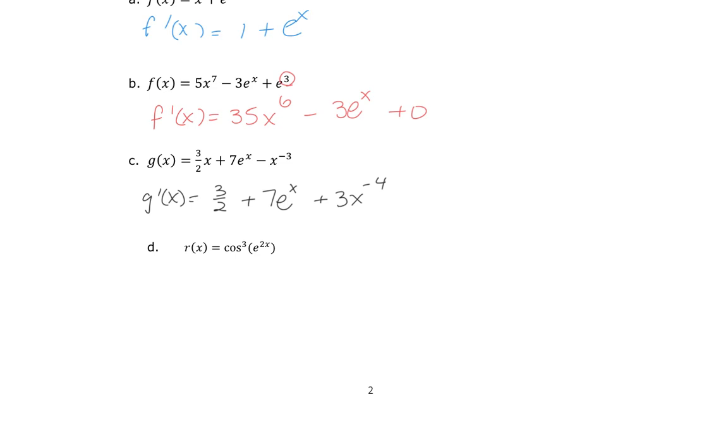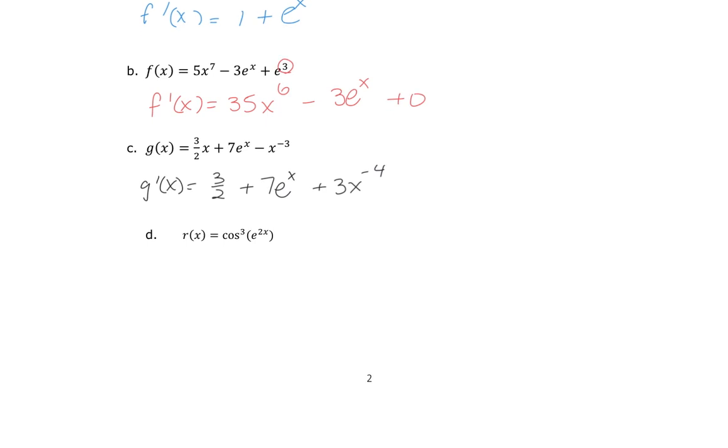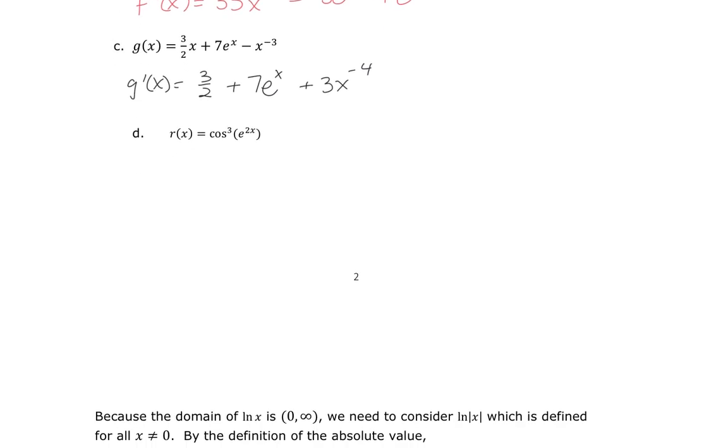Now, none of these are really kind of interesting until we get to D. With D, we get to add the chain rule. So D is going to be r prime of x is going to be 3 the cosine squared of e to the 2x. And that's because what we have is a composition of functions.